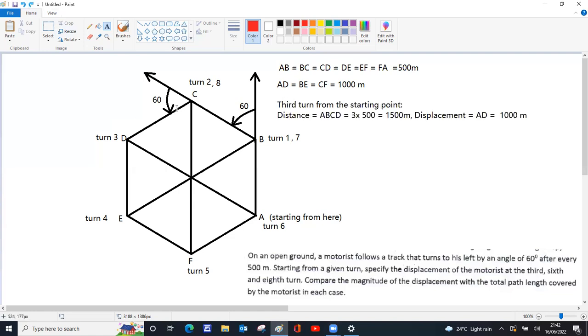Now in the first case, 3rd turn: starting from here, 1st turn, 2nd turn, 3rd turn is here. The displacement is the shortest distance, which is AD. That will be 1000 meters. Distance will be 1 turn 500, 2 turn 500, 3 turn 1500 meters. So distance 1500 and displacement is 1000 meters. Then the 6th turn, it comes back to the same point. So displacement will be 0. Distance will be 6 times 500, which is 3000 meters.